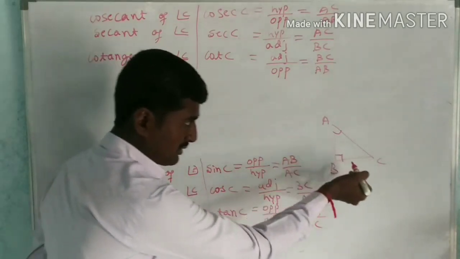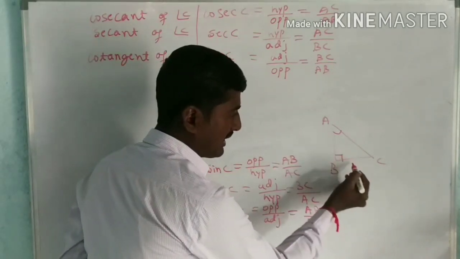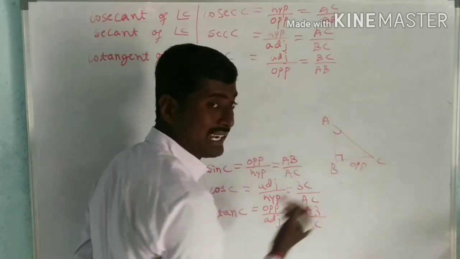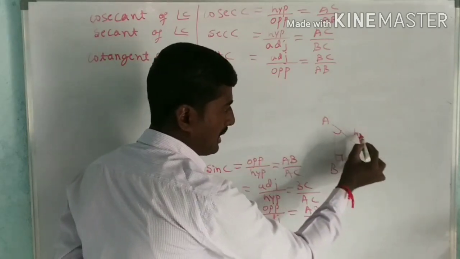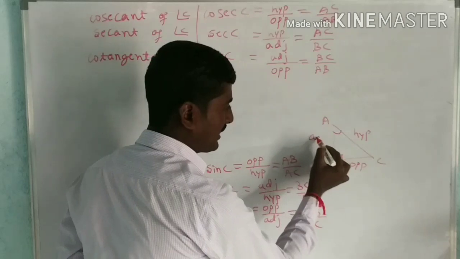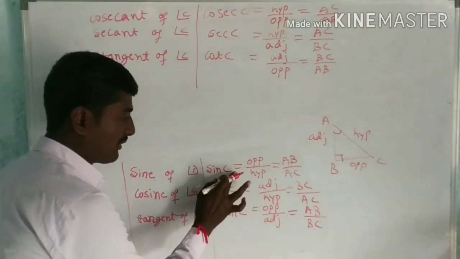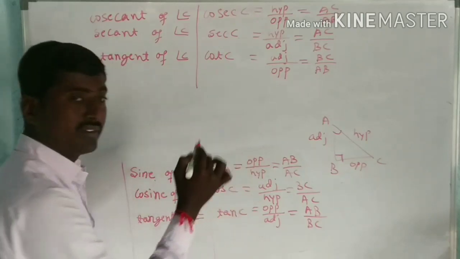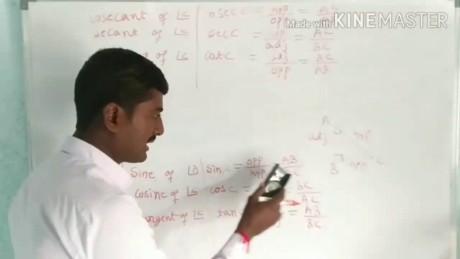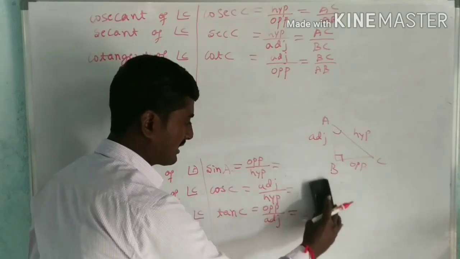Now first represent the sides here. For angle A, this will be the opposite side, this will be the hypotenuse, and this will be the adjacent side. So, sine of angle A. What is it? Here it is same only, no change at all. Definition.